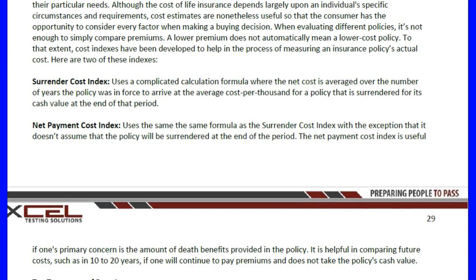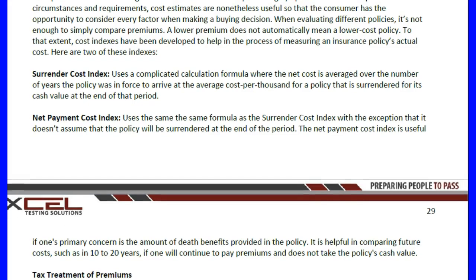Surrender cost index uses a complicated calculation formula where the net cost is averaged over the number of years the policy was in force to arrive at the average cost per thousand for a policy that is surrendered for its cash value at the end of the period. Net payment cost index uses the same formula as surrender cost index, with the exception that it doesn't assume the policy will be surrendered. This is more to understand how much people are paying at this point.